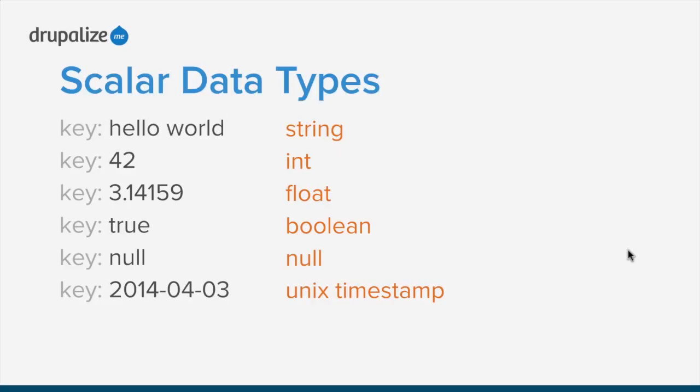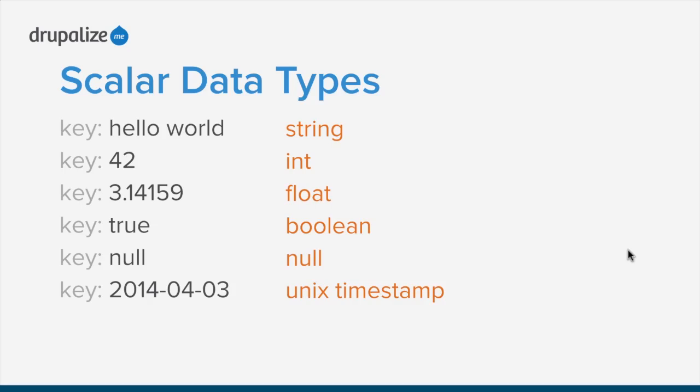YAML has support for a bunch of different scalar data types. There's the basics like string, so you could type a string with or without the quotation marks. You can have an integer. You can also have float values like pi or any decimal place value. YAML or the YAML parser will automatically interpret those as the appropriate scalar type within the programming language that you're using. So that would be represented as a PHP float.